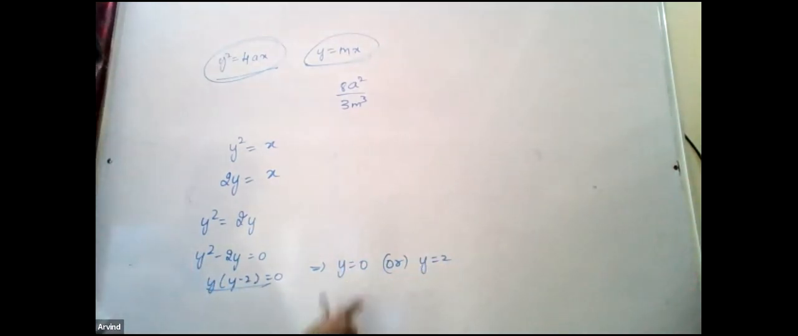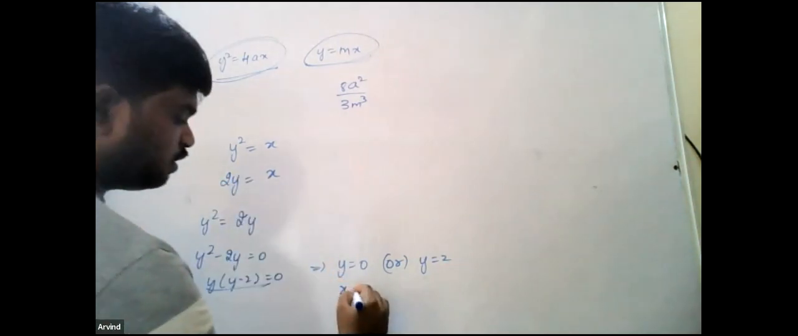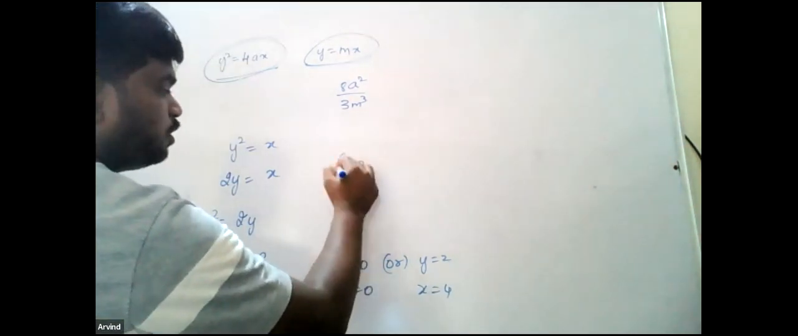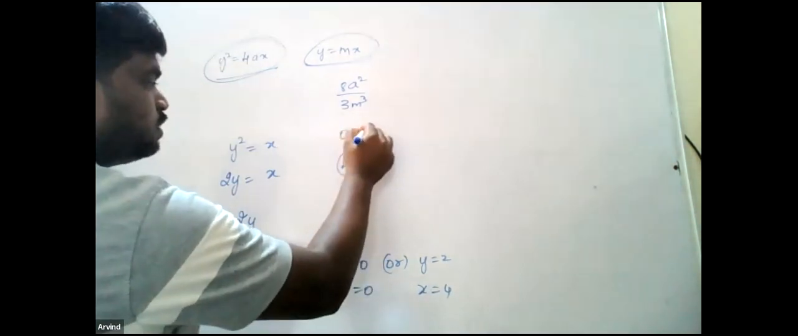Now let's find x. When y is 0, what does x become? Put 0 for y. 0 into 2 is 0. So x also becomes 0. Next, when y is 2, x is 4. Therefore, the intersecting points are 4, 2 and 0, 0.